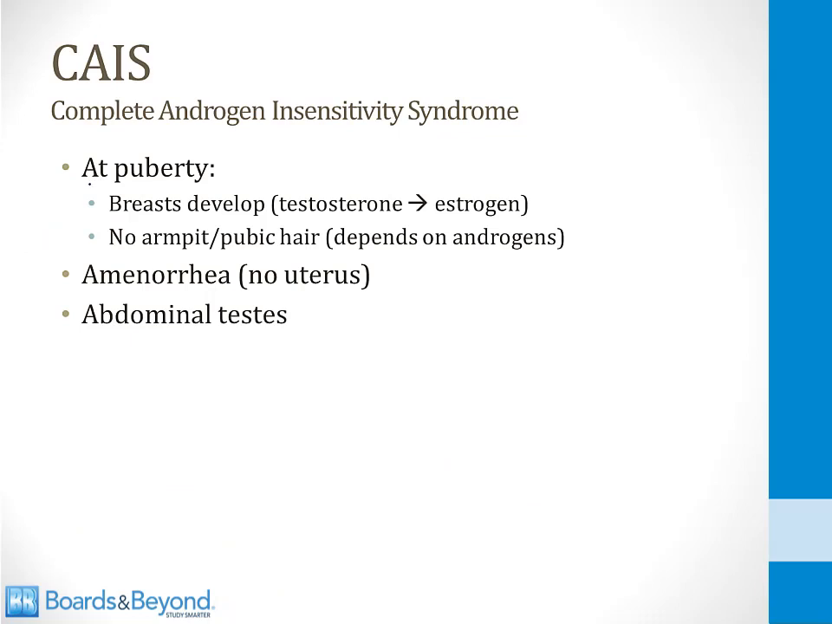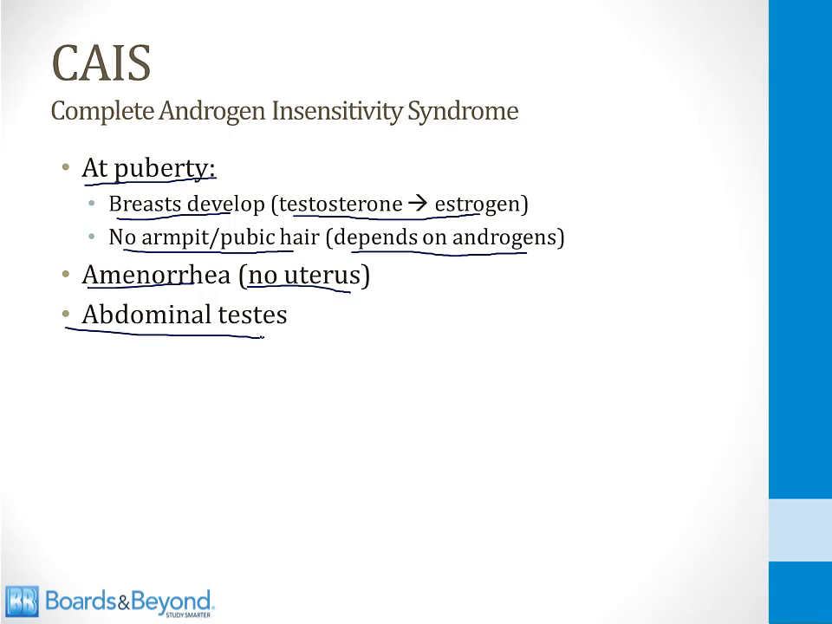This disorder is sometimes diagnosed at puberty when a child who appears to be a girl develops breasts but does not develop armpit or pubic hair. The breasts develop because testosterone can be converted into estrogen. However, the armpit and pubic hair depends on the effects of androgens, which are not present. In addition, there is amenorrhea. That's because the child does not have a uterus, and there are also usually abdominal testes.